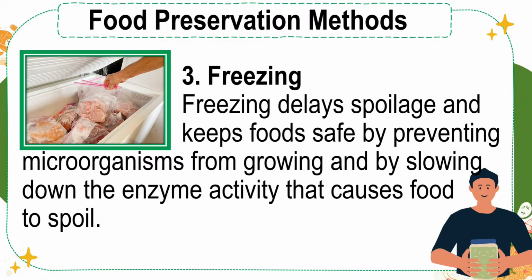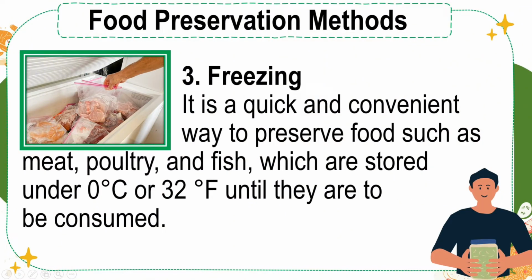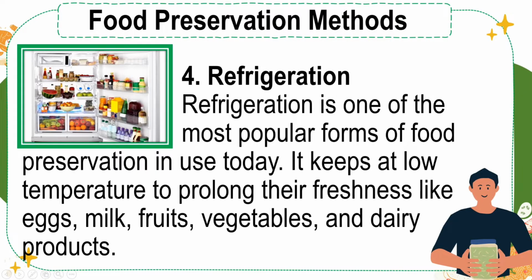Freezing delays spoilage and keeps food safe by preventing microorganisms from growing and by slowing down the enzyme activity that causes food to spoil. It is a quick and convenient way to preserve food such as meat, poultry, and fish, which are stored under 0 degrees Celsius or 32 degrees Fahrenheit until they are to be consumed. Refrigeration is one of the most popular forms of food preservation in use today. It keeps food at low temperature to prolong freshness, like eggs, milk, fruits, vegetables, and dairy products.